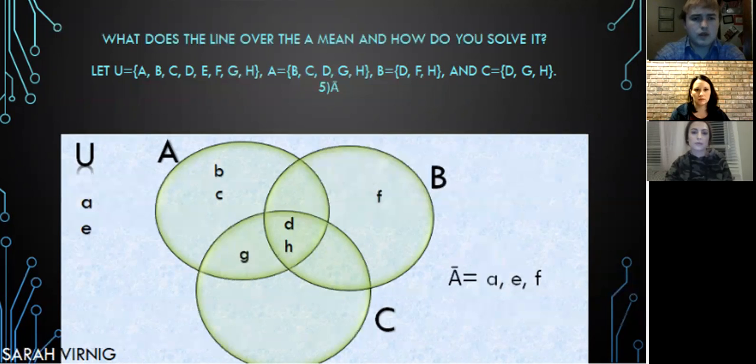Yes. Okay. What does the line over the A mean, and how do you solve it? Okay, well, the line over the A means the complement of the set. So it's everything that's not included in the set of A. As you can see, I wrote that the complement set of A is A, E, and F. And as you notice, when you look in the circle, we have B, C, D, G, and H. But A and E are out in the universe, and F is in B. So a simple way to determine what's not in A is you just look at what's not in the circle.